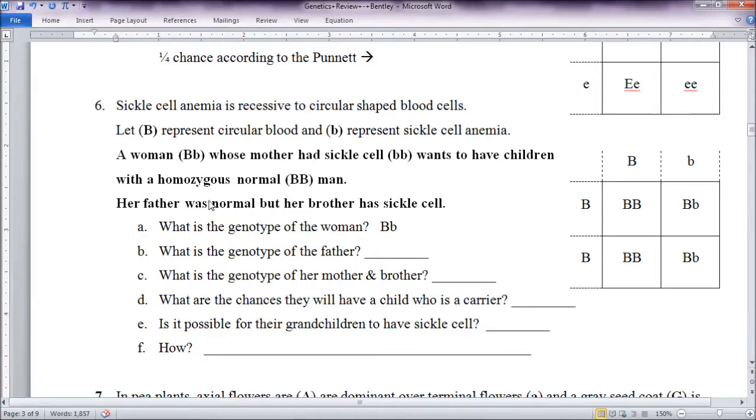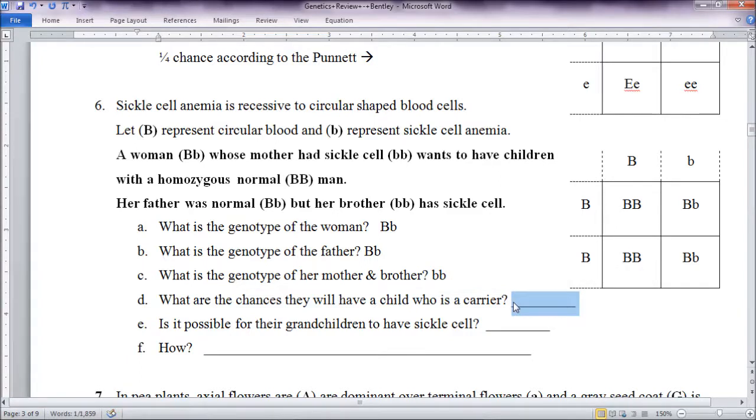It says her father was normal, but her brother has the disease. Well, that must have meant her father must have had it too. Because he must have given a bad copy to her brother. Because if we combine mom and dad's bad copy, we're able to make the brother's bad genotype. So, yep, that's what it had to be. Man, it's all in the family. It's rough. So what is the genotype of her mother and brother? Little b, little b, because it's recessive.